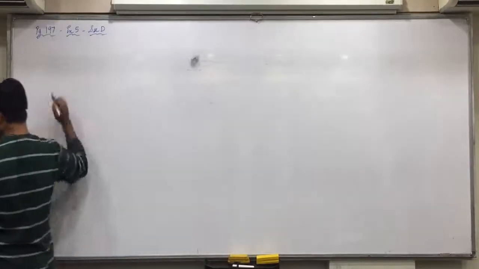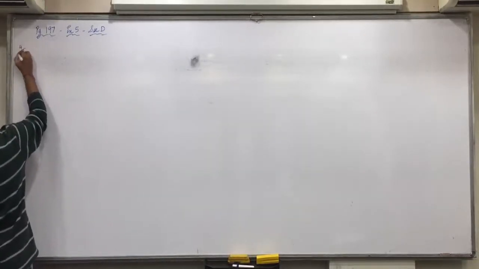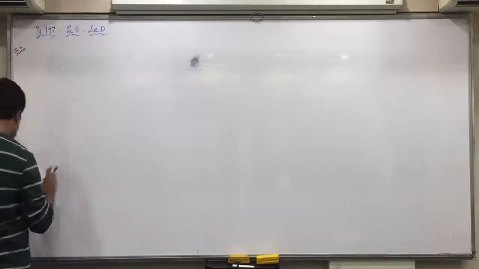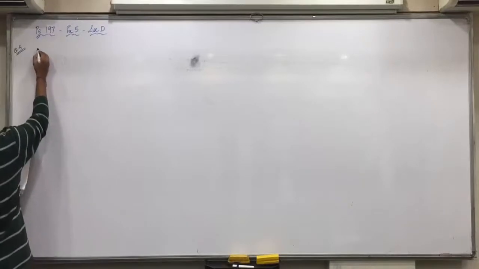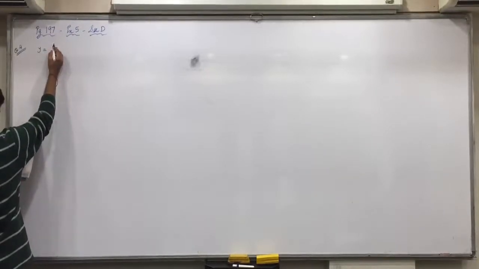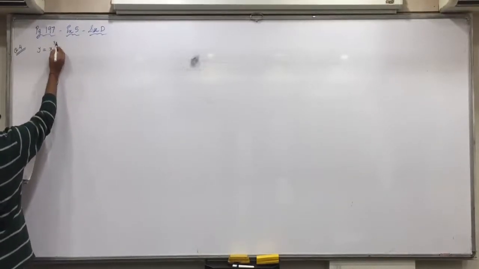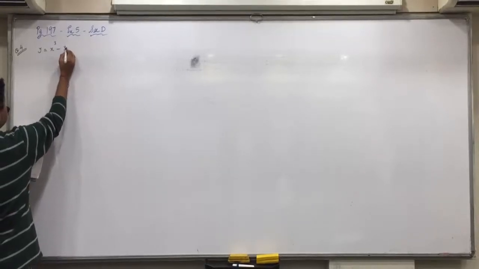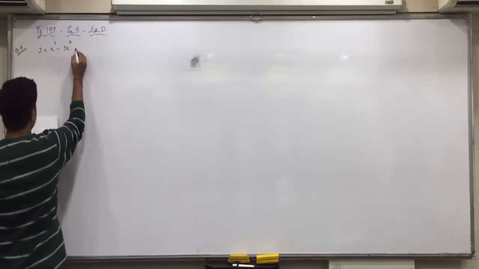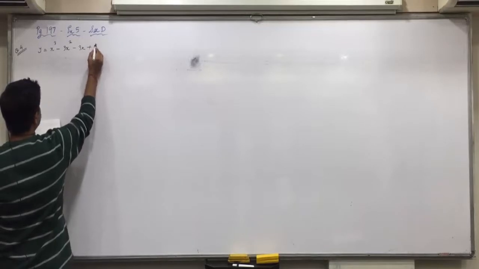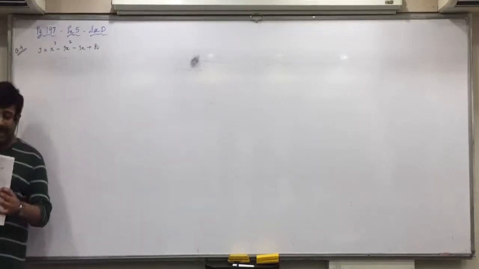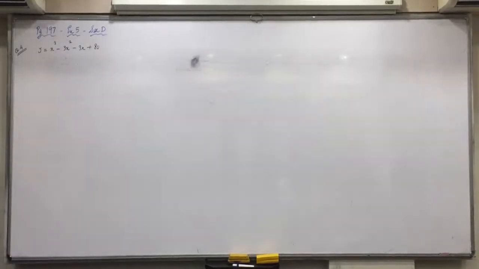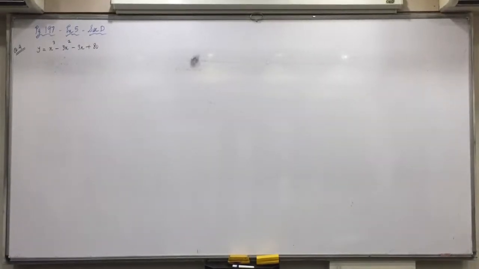Page 197, exercise 5, section D. Look at question 4. First 3 were given in homework. First was done in class, second and third was given in homework. Look at question 4. y equals x cube minus 3x square minus 3x plus 80. Now for which value of x, dy by dx will be equal to minus 6.